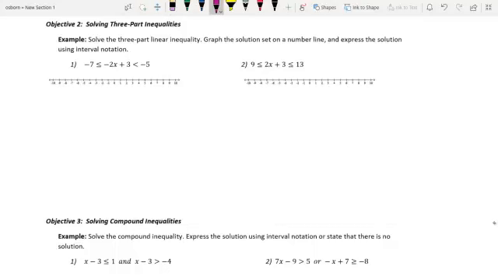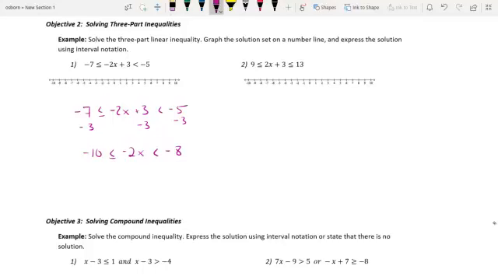Right, so if I look, I've got negative 7 is less than or equal to negative 2x plus 3, which is less than negative 5. So I want my x to stay in the middle. So I'm going to subtract 3 so that it is all by itself. That gives me negative 10 is less than or equal to negative 2x, which is less than negative 8.